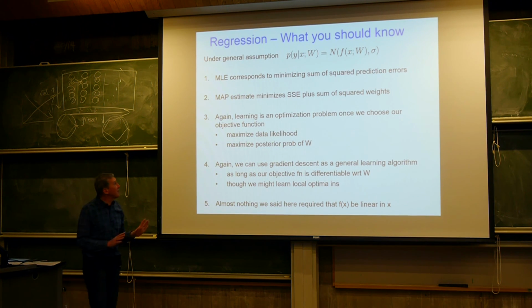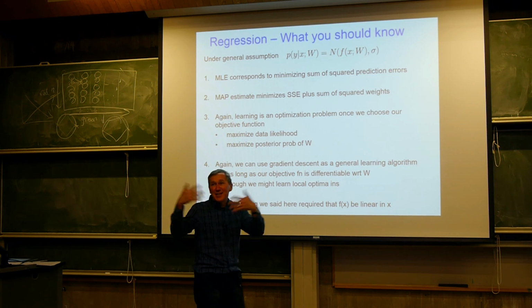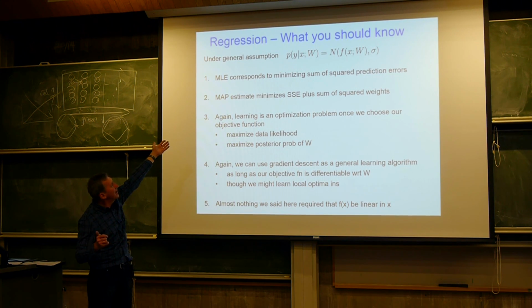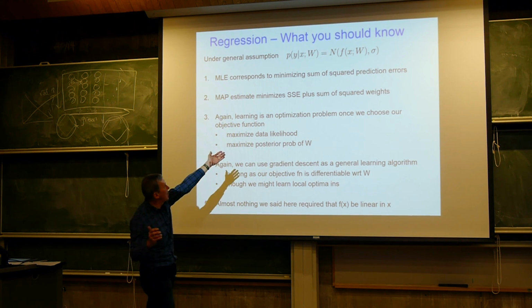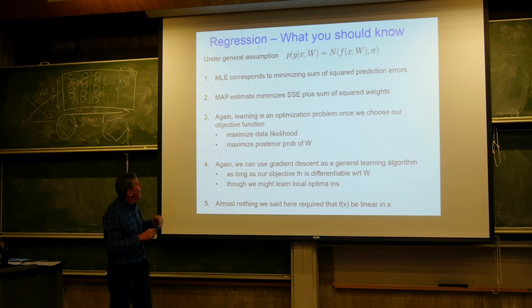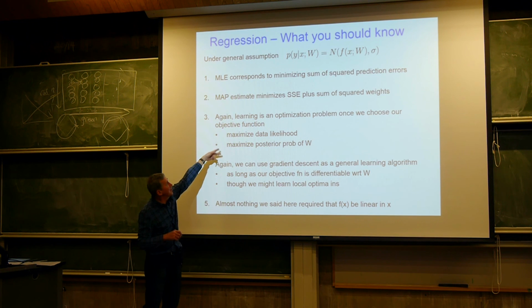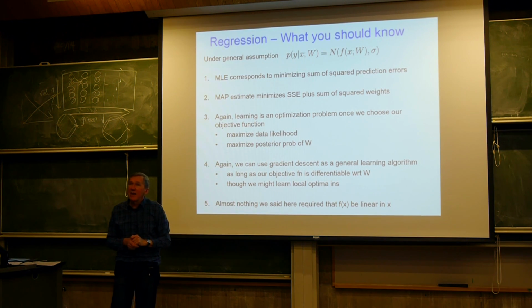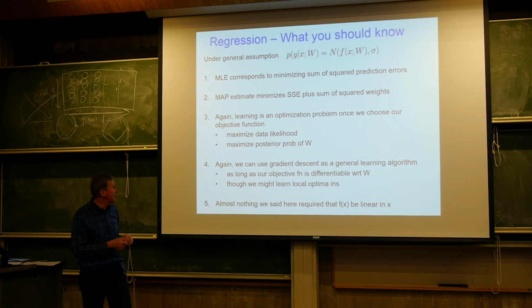Okay, so this is it for regression. The beautiful thing is it's easy to get regression because you already knew 90% of what you needed to know. We can do maximum likelihood estimates to do linear regression. It's equal to minimizing the sum of squared errors. We can do MAP estimates, which means to minimize the sum of squared errors plus the sum of the squared weights. Again, learning is an optimization problem once we choose what objective we're trying to optimize and then solve for the W's. And again, if we want, we can use gradient descent as a general purpose technique for solving that.